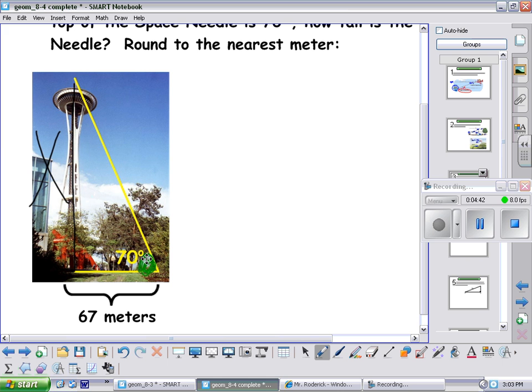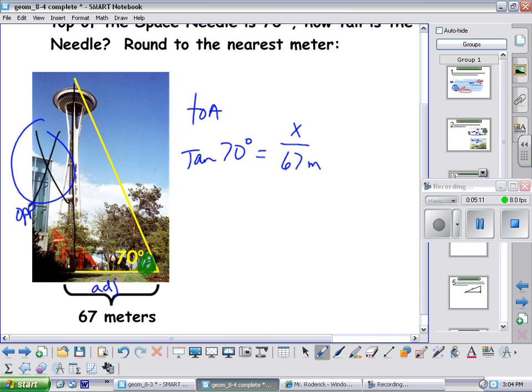So we've been doing this for a few days now. From this angle, this is the opposite from the 70-degree angle, and this must be the adjacent. Opposite and adjacent makes TOA. So the tangent of 70 degrees equals, I'm looking for a side, right? So opposite is unknown over the adjacent, which is 67. My answer is going to come out in meters. Just multiply through there, and the Space Needle to the nearest meter is 184 meters.